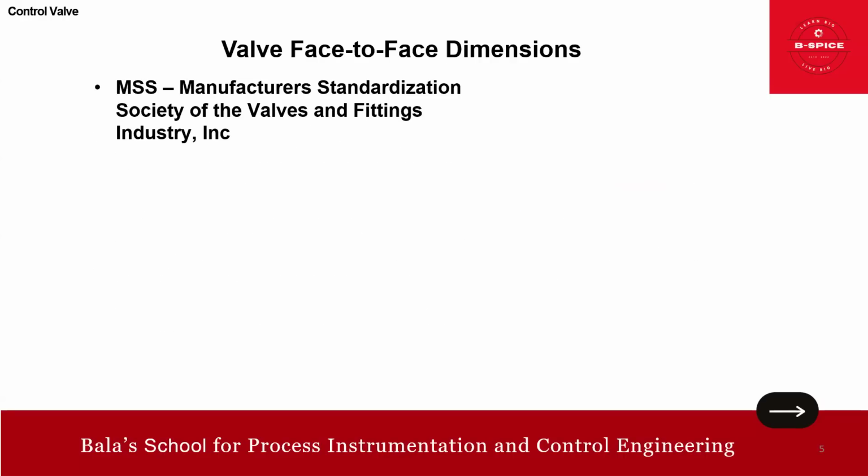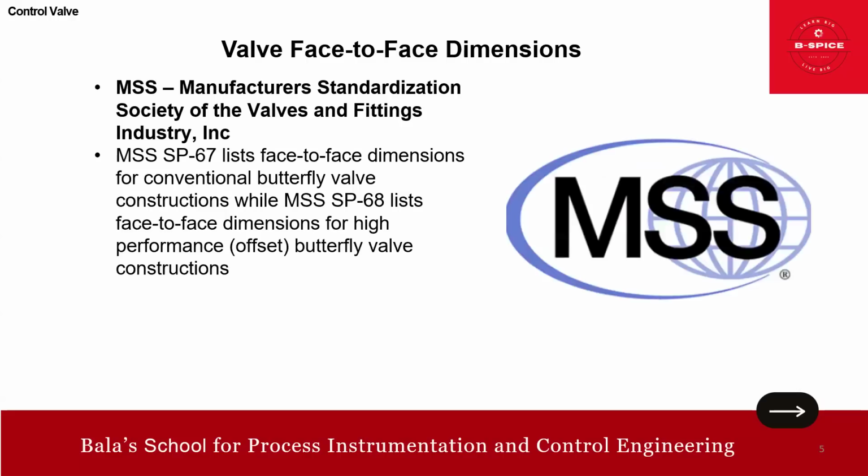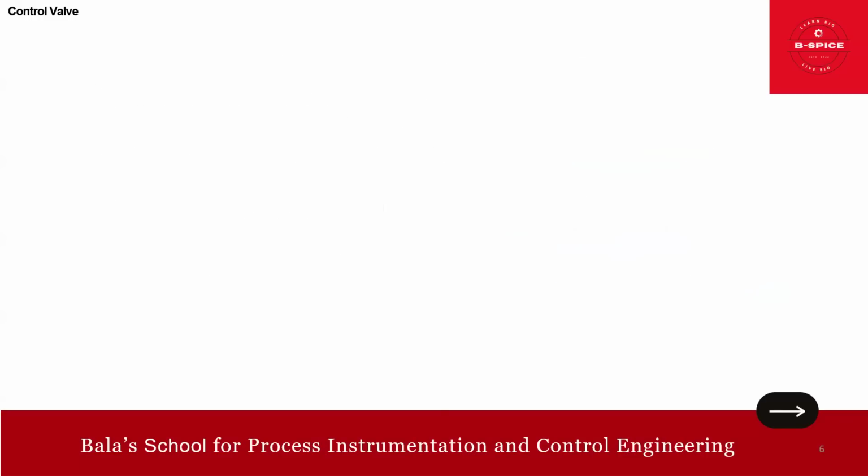Then MSS, Manufacturers Standardization Society of the Valves and Fittings Industry Inc. Here are interesting things. MSS SP-67 lists face-to-face dimensions for conventional butterfly valve construction, while MSS SP-68 lists face-to-face dimensions for high-performance butterfly construction. So SP-67 is conventional, SP-68 is high-performance butterfly valves. That's it.